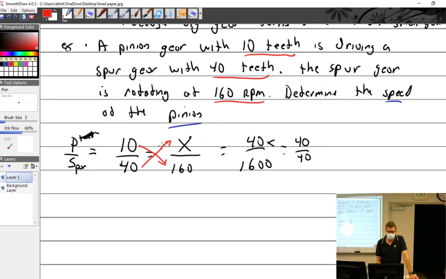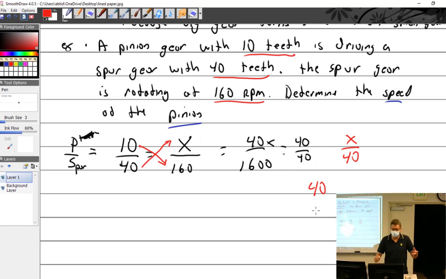Okay, cross multiplied, I get 40x equals 1,600, right? Remember, I'm doing this wrong for a minute, because I'm keeping the pinion on top and the spur on the bottom. To get rid of this, I divide both sides by 40. So 1,600 divided by 40 equals 40. So x equals 40. What is that telling me? In this example, because somebody's going to do it this way, what is the speed of the pinion? What am I going to be writing on my test?